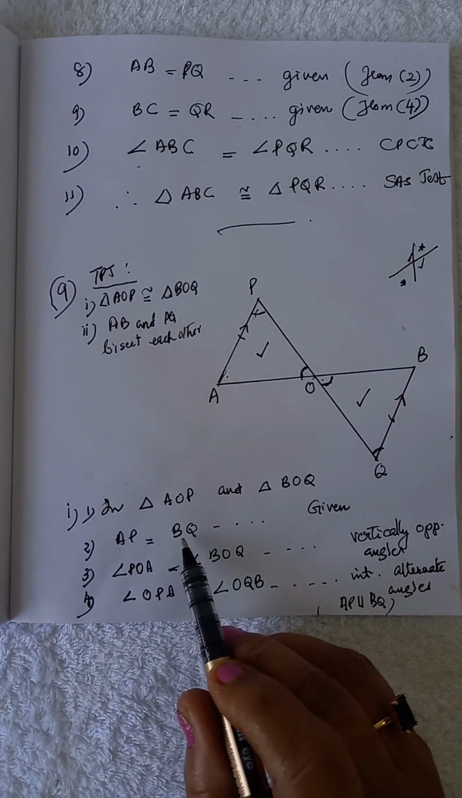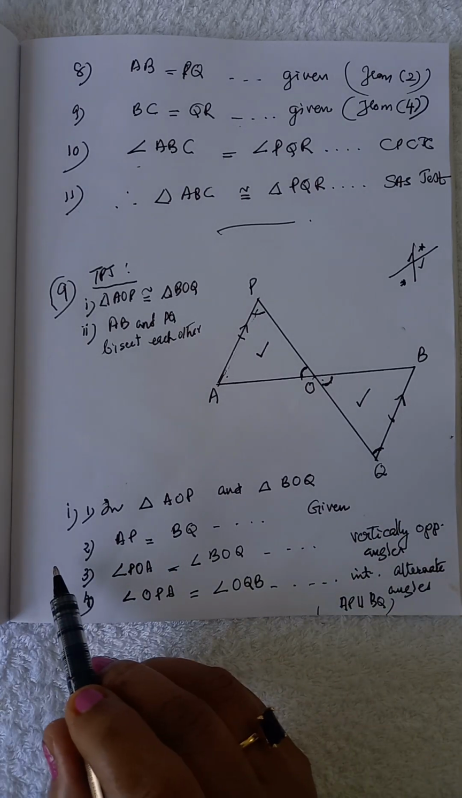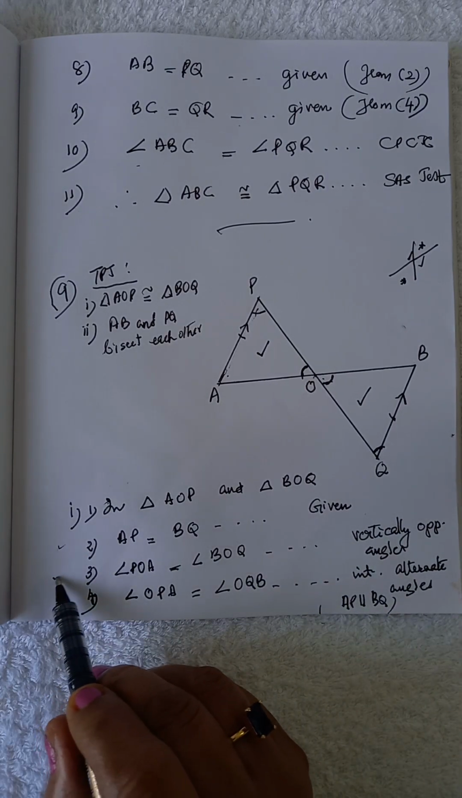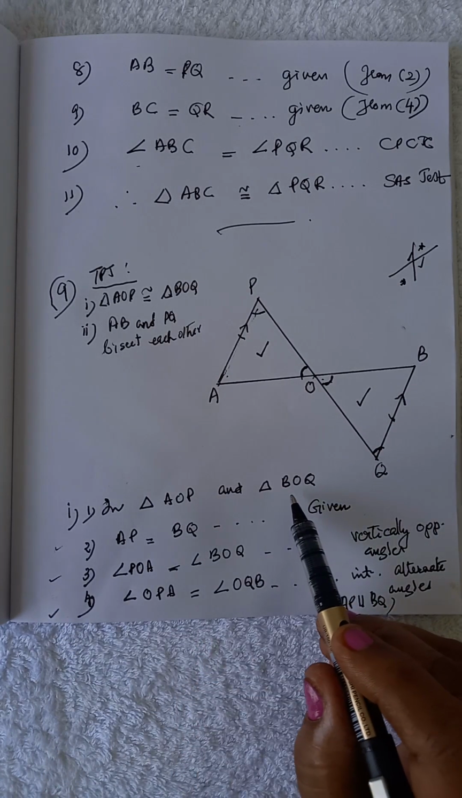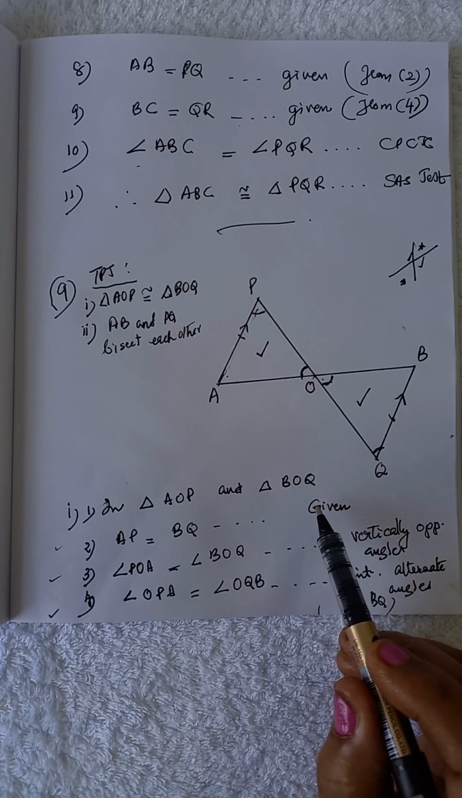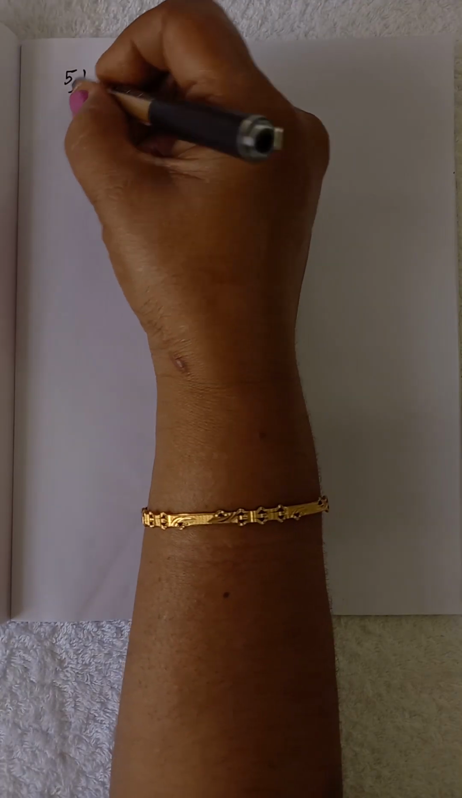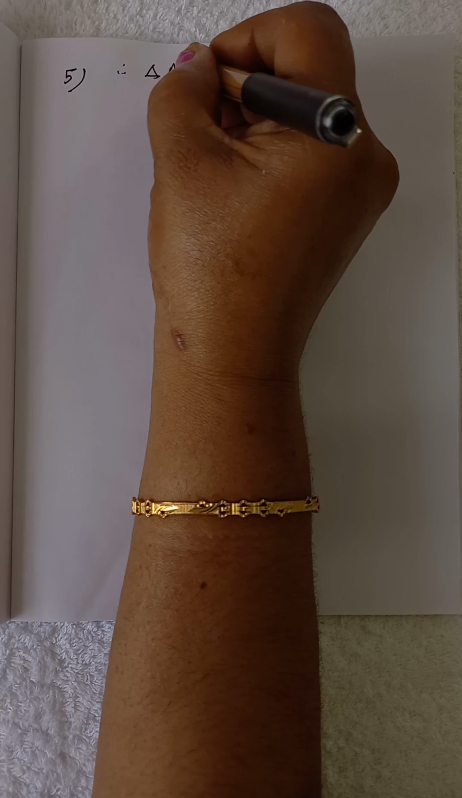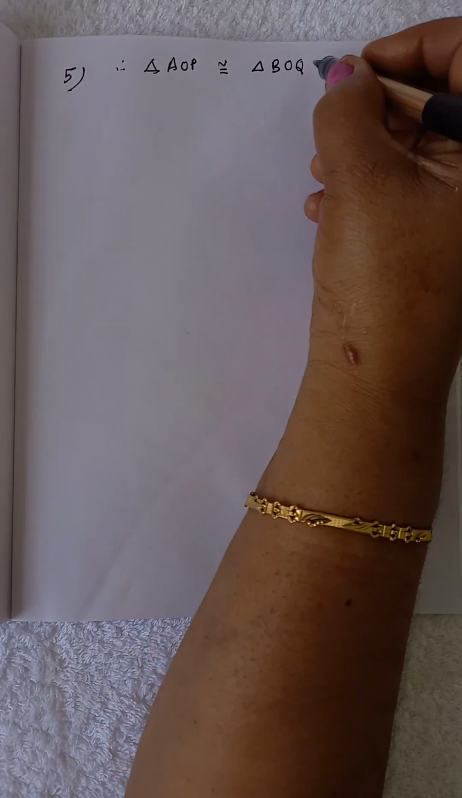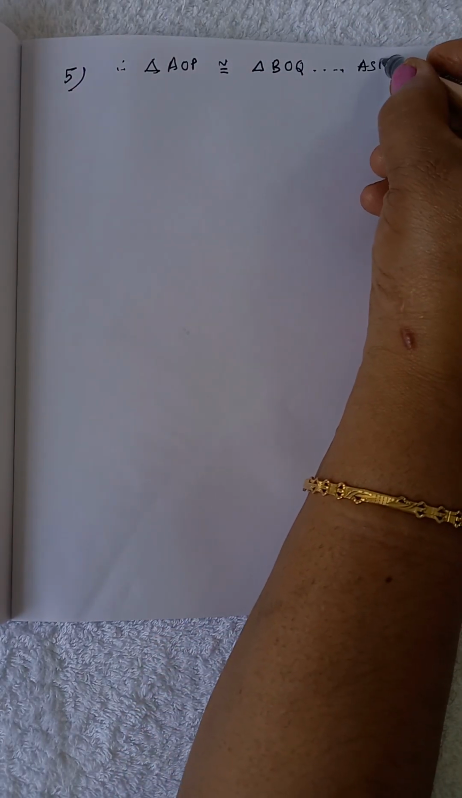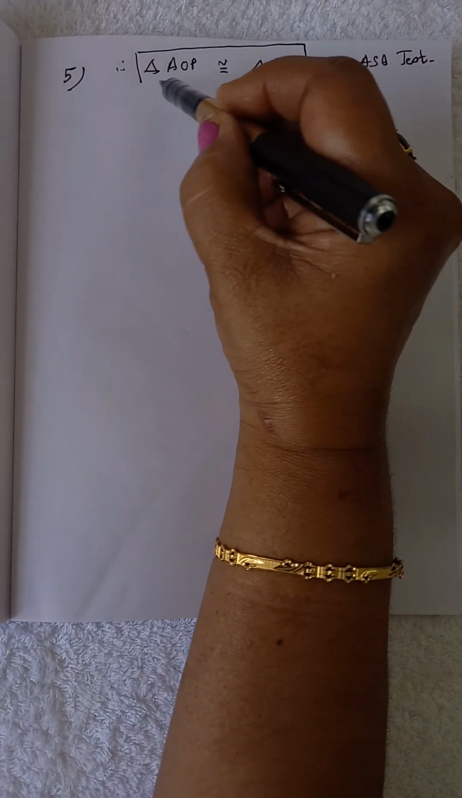So we got three corresponding parts of these two triangles as equal. What about this? This is side, this is angle and this is angle. So these two triangles AOP and BOQ are congruent to each other by what test? By ASA test. So we can write fifth point. Therefore triangle AOP is congruent to triangle BOQ. Reason is ASA test. So the first part of the question we have proved.